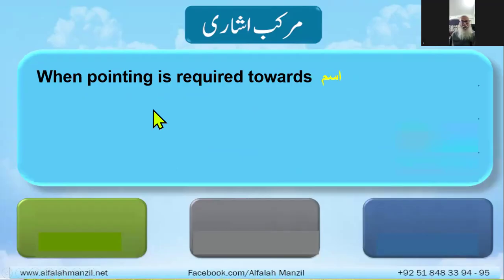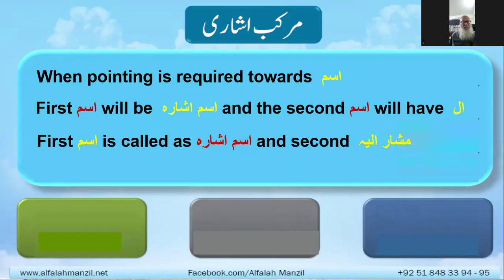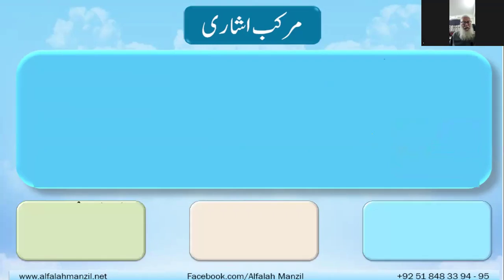When pointing toward an ism is required, we use the ism ishara. The first noun is called ism ishara. The second noun is the ism with alif lam, called the mushar ilayh. The examples were Hazal Masjidu, Zalikal Kitabu, Hazan Nas.